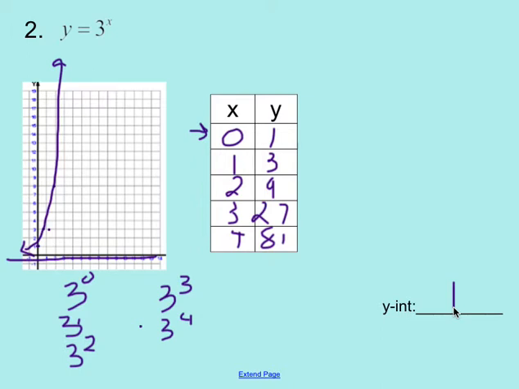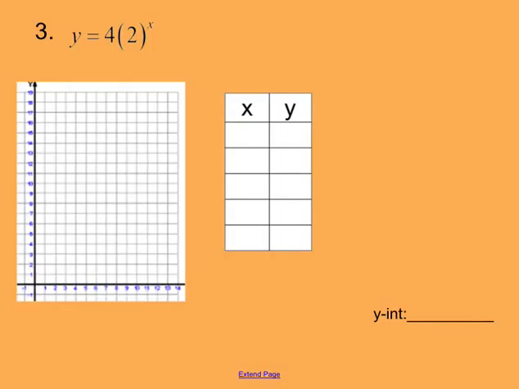All right, so let's take a look at number 3. So for number 3, it says 4 times 2 to the x power. Again, I'm still going to use those same values of x, and I'm going to plug it in really the same way. So I'm going to use 4 times 2 to the 0 power. And you can actually plug it into your calculator that way, or you can do it in steps.